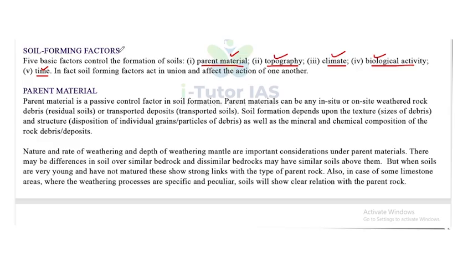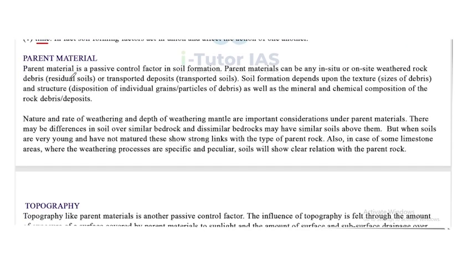So first one, parent material. Parent material is a passive control factor in the soil formation. Parent materials can be any in situ or on-site weathered rock debris, that is residual soils, or transported deposit, that is transported soils. Soil formation depends upon the texture, that is sizes of the debris, and structure, that is deposition of individual grains or particles of debris, as well as the mineral and chemical composition of the rock debris deposits.